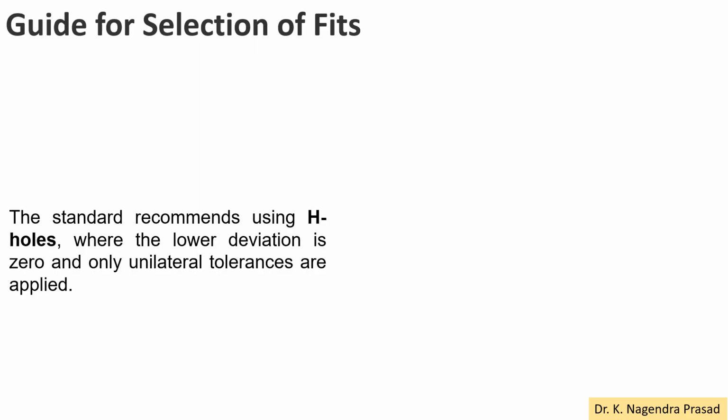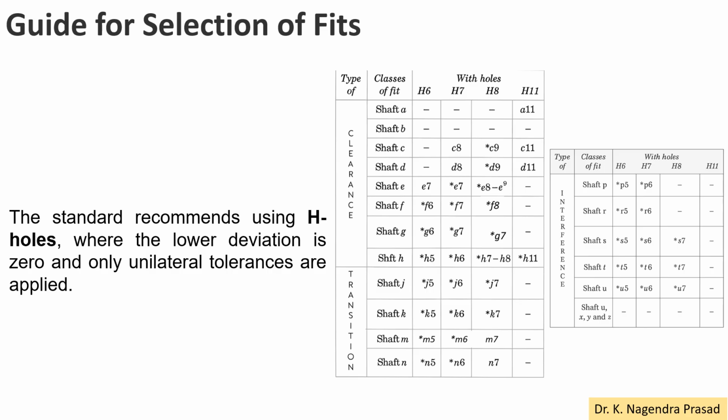Next we will discuss the selection of hole and shaft for the various types of fits. In general, the H type of hole is fixed, because the H type of hole has the lower deviation 0 and its tolerance varies unilaterally. So hole H is the basic hole. Depending upon the type of fit, we have to select various types of shafts with respect to the capital H hole.